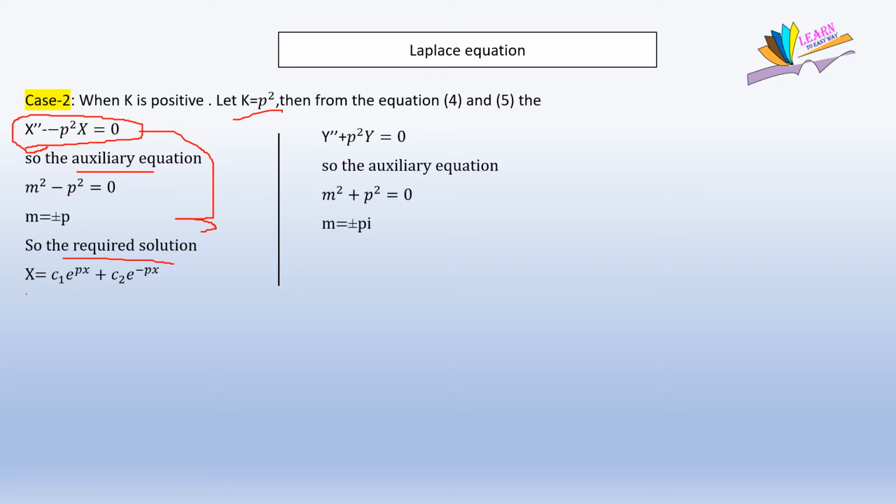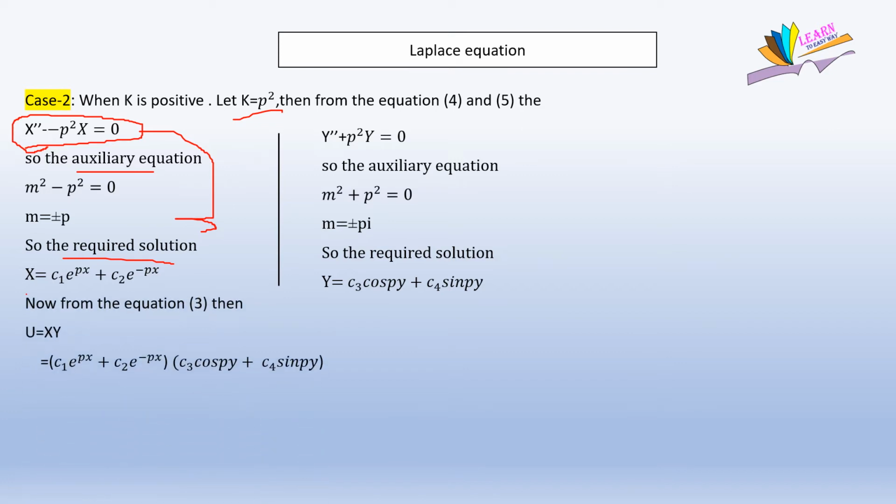Again Y'' plus p²Y is equal to 0. So the auxiliary equation is m² plus p² is equal to 0. So m is equal to plus minus ip. So the required solution is Y equal to c3 cos py plus c4 sin py. Now from equation 3, putting the values of X and Y, we get U equal to (c1 e^(px) plus c2 e^(-px)) into (c3 cos py plus c4 sin py).